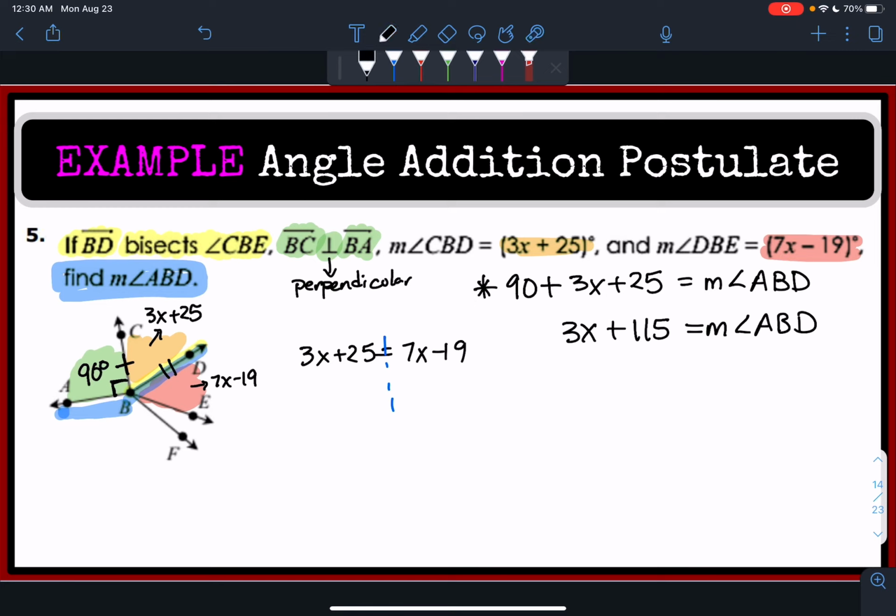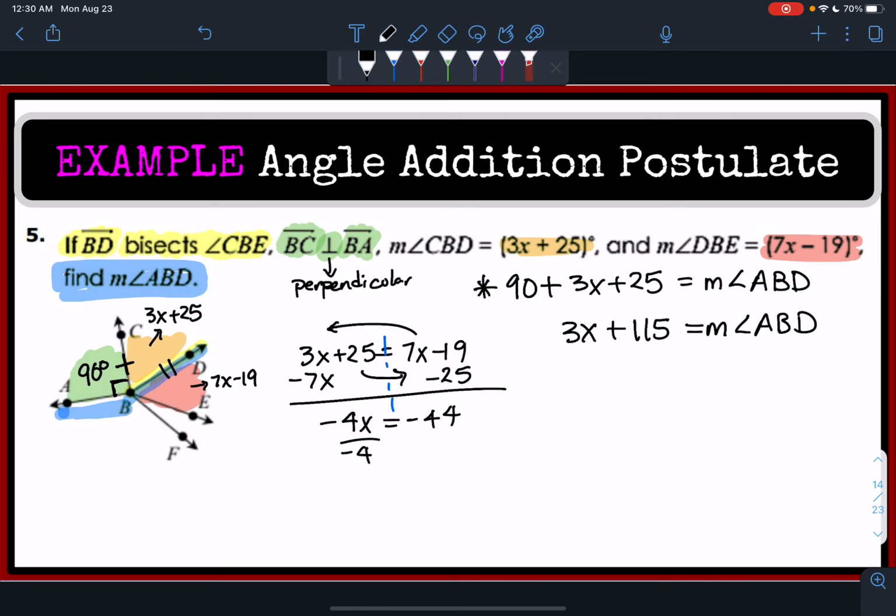So let's do that. Let's figure out the value of x. We're going to move the x's to the left, the numbers to the right. That gives us negative 7x, that gives us negative 25, and we get that negative 4x is equal to negative 44. Dividing by negative 4, the value of x is equal to 11.